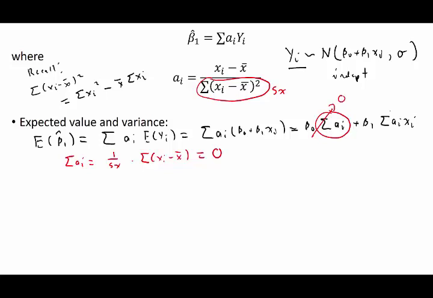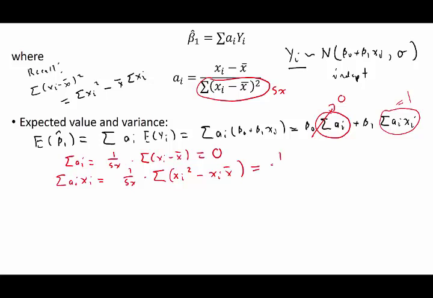Well, what I'd ideally like to do is show that this sum is equal to 1, and then I would only be left with beta 1 in this expression. So, is it? Let's check. If I multiply the ai's times the xi's and factor out that s sub x term, I would get the sum of the xi squareds minus xi times x bar.